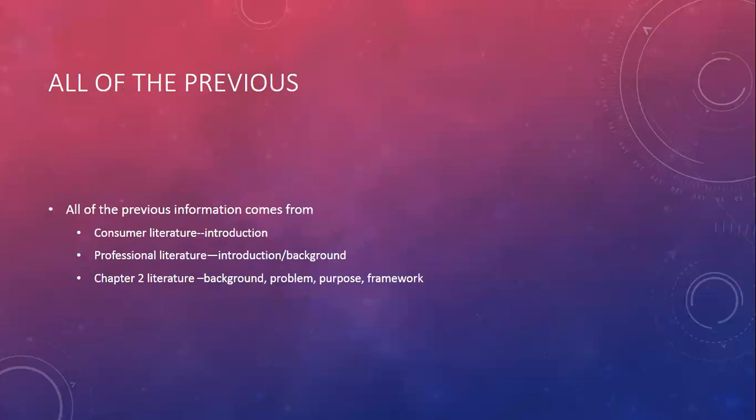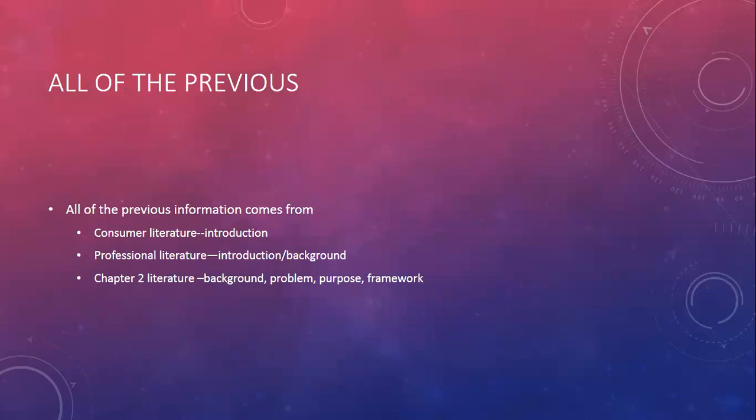All of these previous portions will come from review of some literature. Now, most of this will come from your Chapter 2 literature, okay? Your background, problem, purpose, and your framework. The consumer literature and professional literature can be in your introduction. Some professional literature may be in your background, but most often that will not apply. Remember that your background is really a summary of your Chapter 2 information.